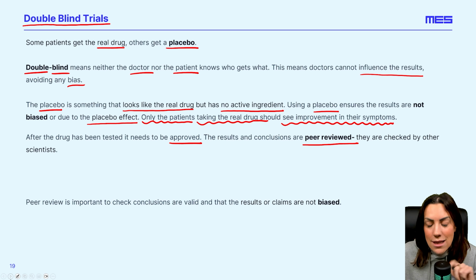And peer review is really important to check that all conclusions are valid and that the results or claims are not biased, because ultimately a drug company could stand to make money from the sale of a drug. So you want to make sure the claims are not biased and they are not just trying to make money, and that the drug is actually effective, it works, and there are no severe side effects, only mild side effects, if any. It is not toxic, has the right dosage, and does not interact with any other drugs.